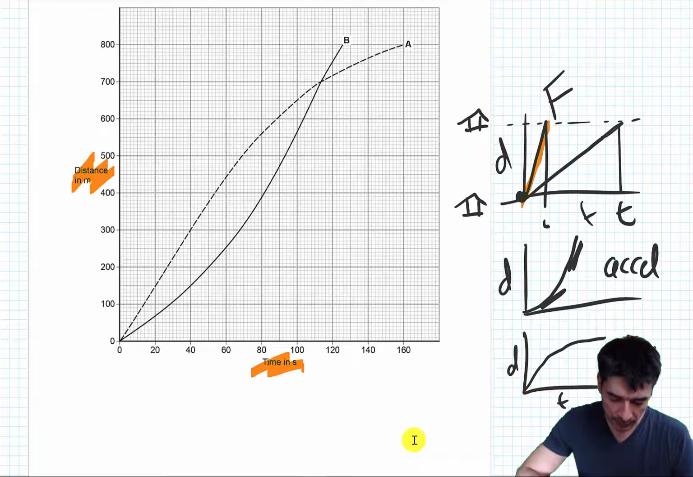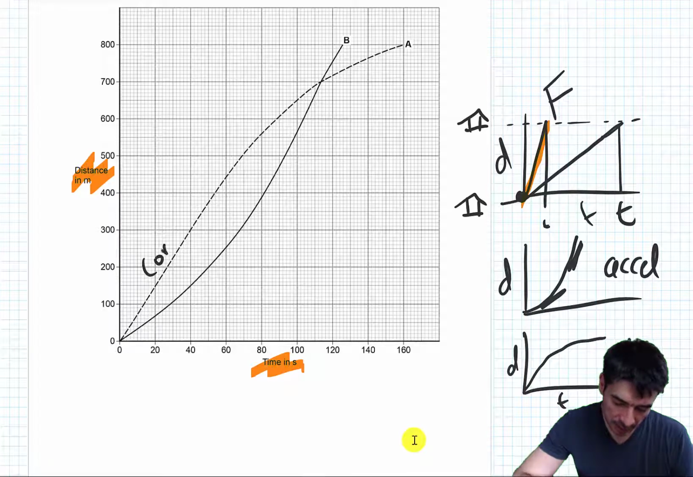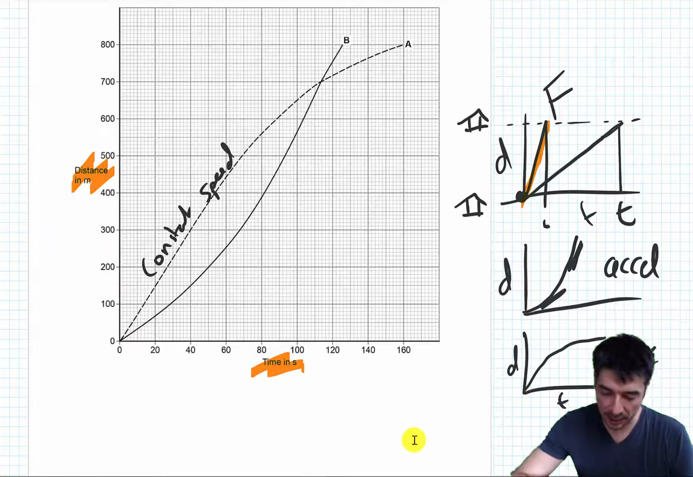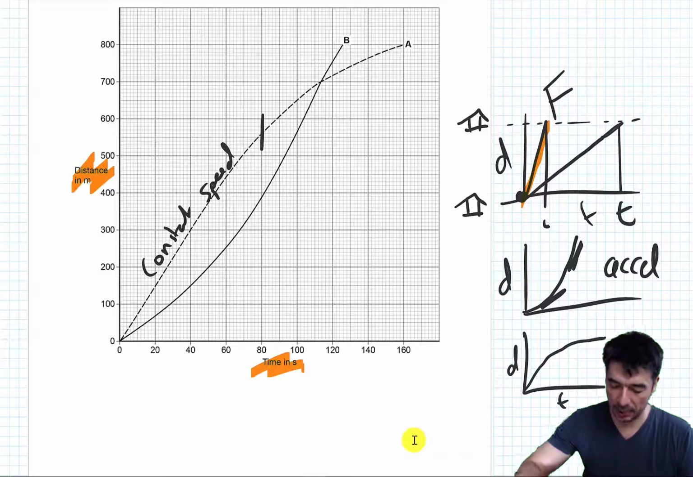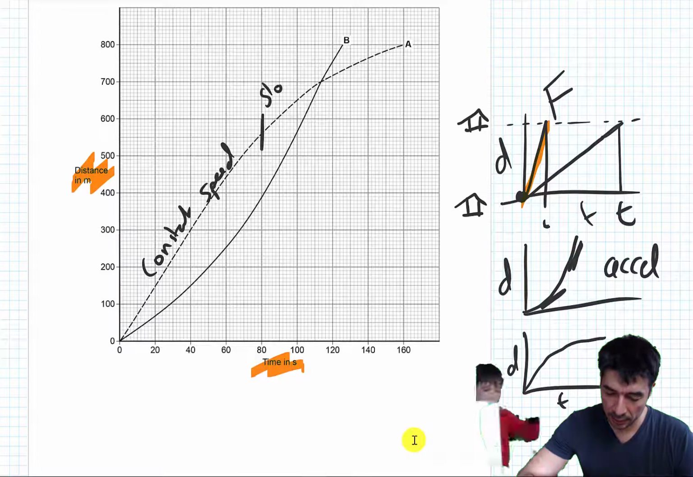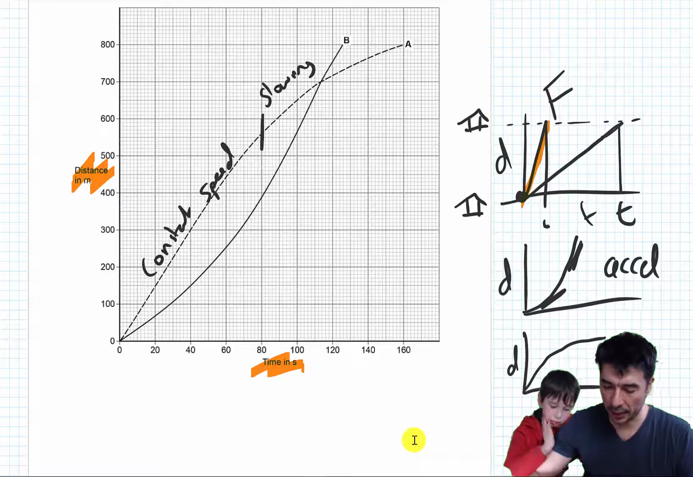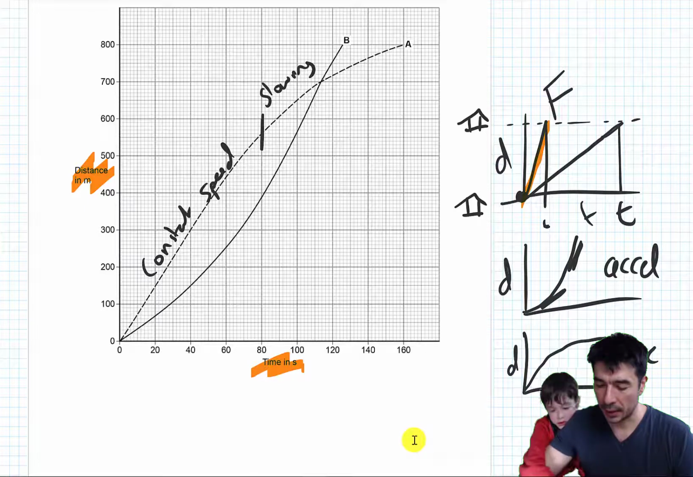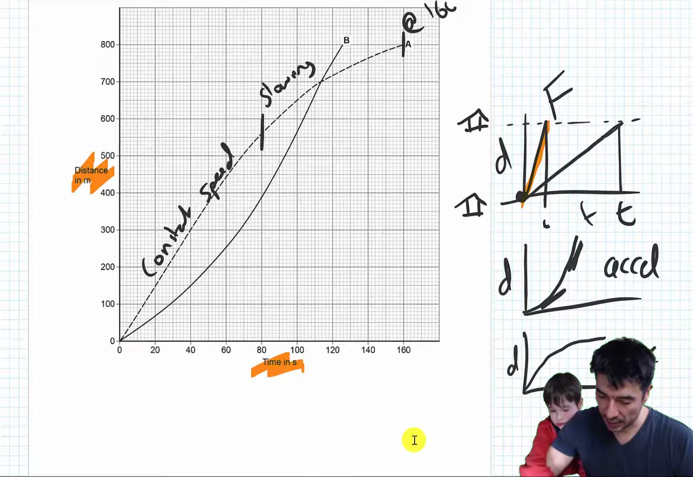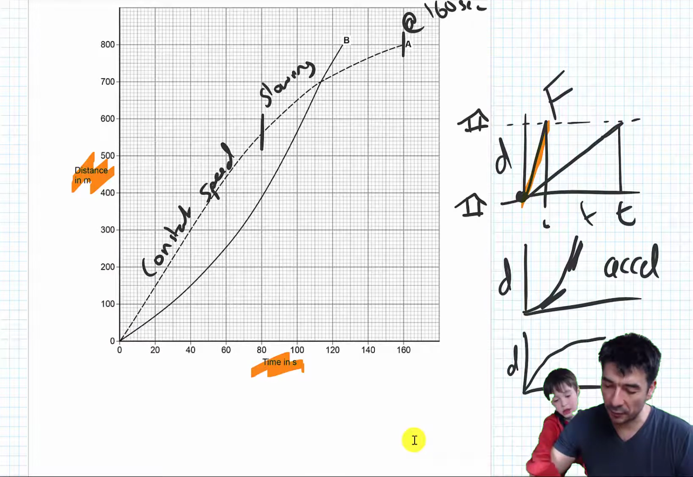A looks like the gradient is pretty constant. They do a constant speed, because the steepness stays the same. Then they seem to start to slow down at around 80 seconds, so slowing down, or decelerating. And then they finish at what time? At 160 seconds. So that's all useful information.